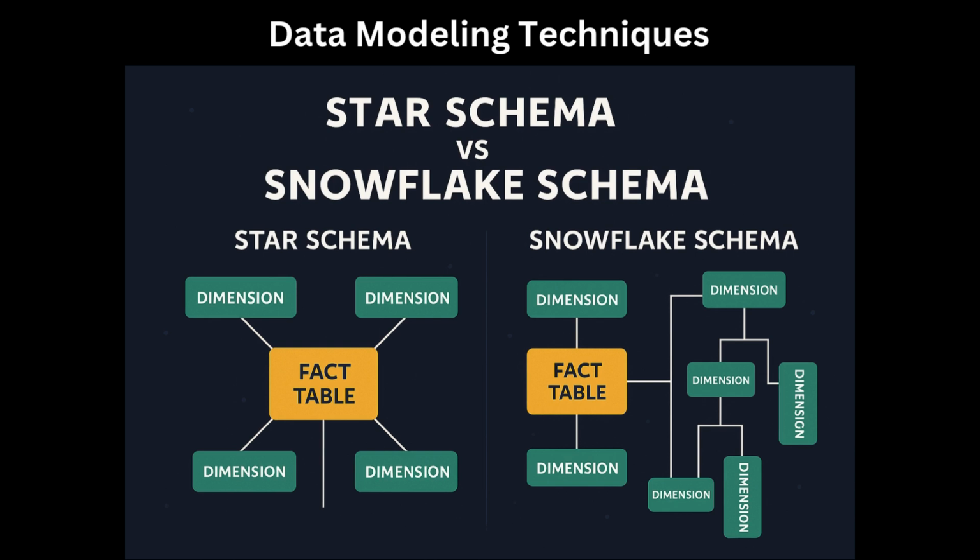In conclusion, the choice between star schema and Snowflake schema depends on your organization's specific needs. If query performance and simplicity are key, the star schema is ideal. However, if data integrity and storage efficiency are a priority, the Snowflake schema may be the better choice.